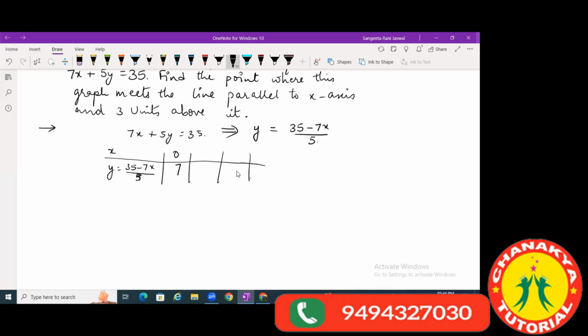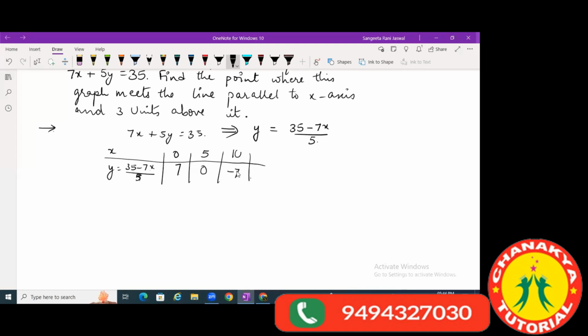If I take my x as 5, 5 into 7 will be 35. 35 minus 35 will be 0. That means my y will become 0. If I take my x as 5, my y will become 0. So try to take such type of numbers. The third one, see, if I take x as 10, this will be 70. 35 minus 70 will be minus 35. That will give me my y as minus 7.